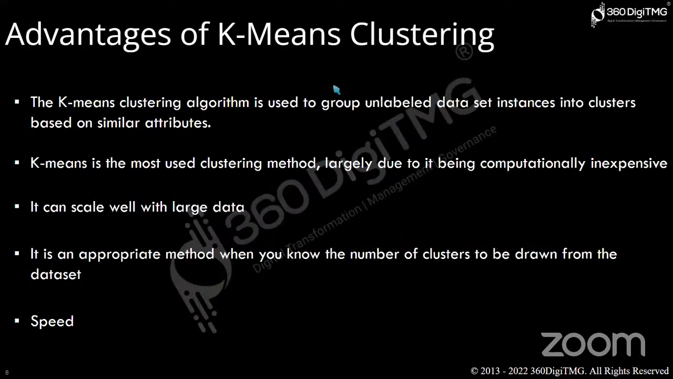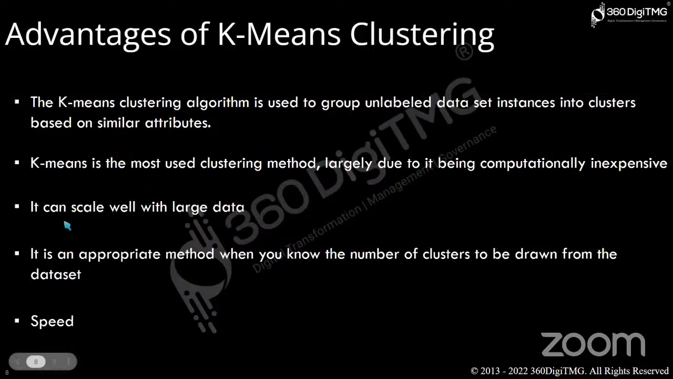Okay, so let us learn what are the advantages of k-means clustering. This k-means algorithm is used to group unlabeled data sets into clusters based on similar attributes. It is also the most used clustering method because it is computationally inexpensive.